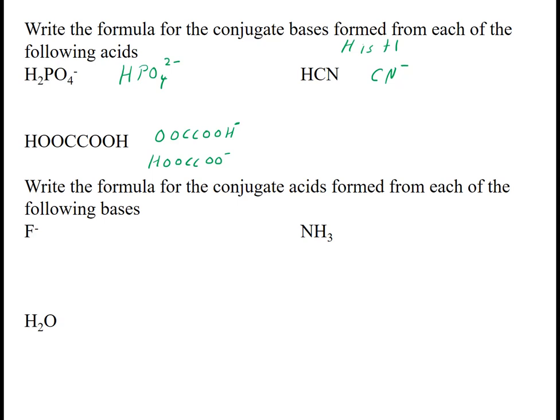This question is the opposite. Write the formula for the conjugate acids from each of the bases. So these 3 things are bases, and it wants to know what the acid is. So a base accepts a proton. So again, H is positive, so this time it's going to become less negative or more positive. So if I add a hydrogen to this, it just becomes HF. This was a -1, so it becomes neutral. I would stop here and do the rest of these on your own.